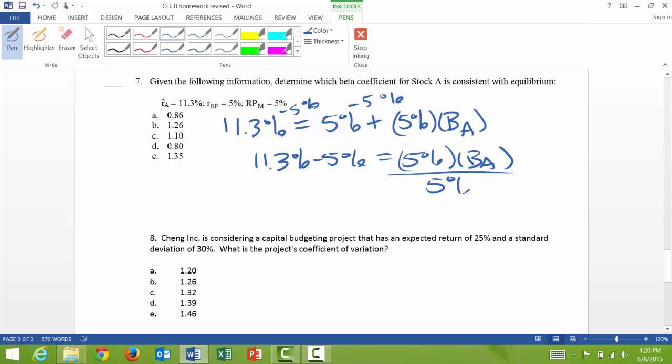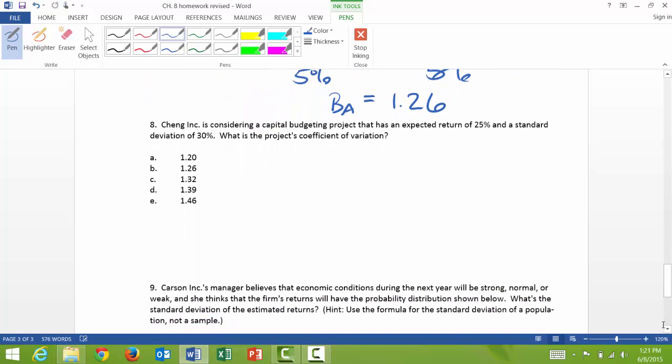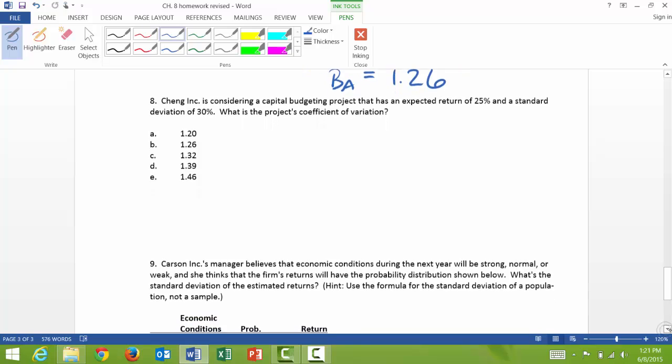I would divide both sides by 5%, and these two would cross out, and that would leave me with the beta for stock A. So 11.3 minus 5 divided by 5 gives you 1.26. So answer B. And I didn't have my calculator with me, so I just did it like that.